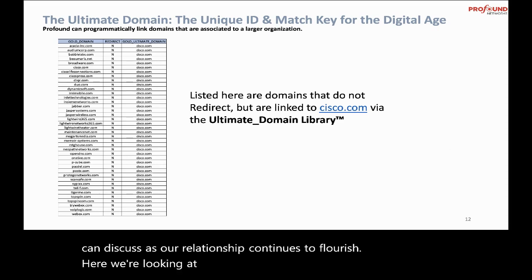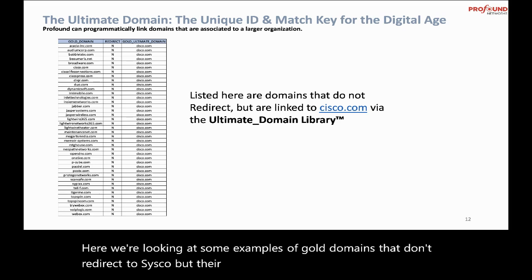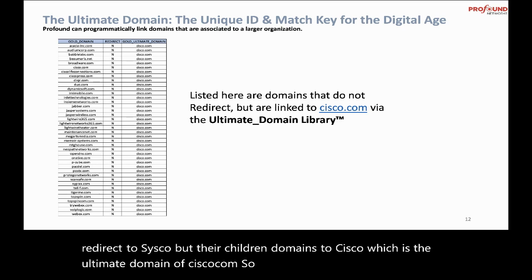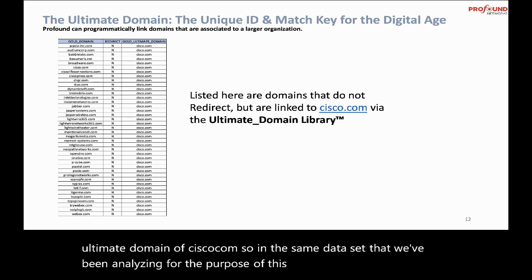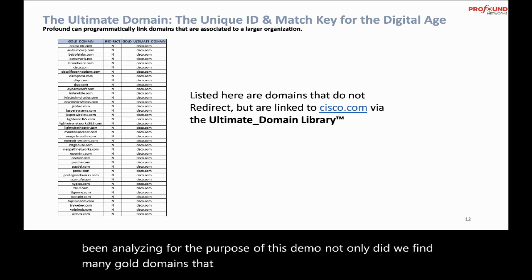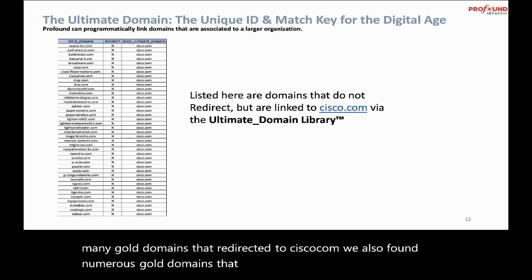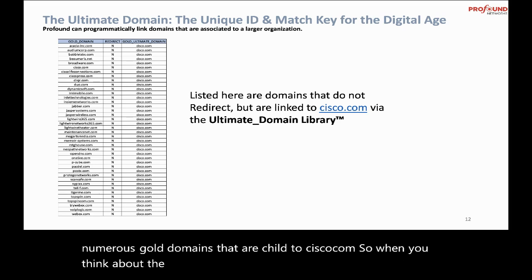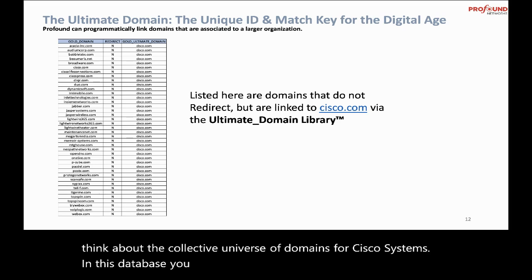Here we're looking at some examples of gold domains that don't redirect to Cisco, but they're child domains to Cisco, which is the ultimate domain of Cisco.com. So in the same data set that we've been analyzing for the purpose of this demo, not only did we find many gold domains that redirected to Cisco.com, we also found numerous gold domains that are child to Cisco.com. So when you think about the collective universe of domains for Cisco Systems in this database, you have dozens of redirects and dozens of child domains.